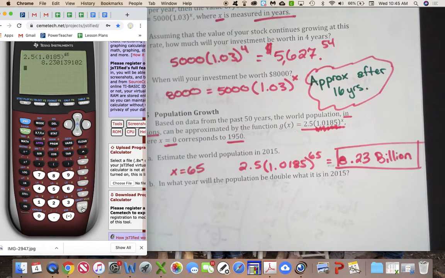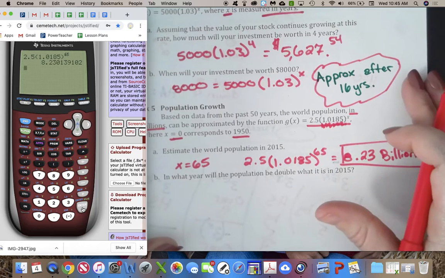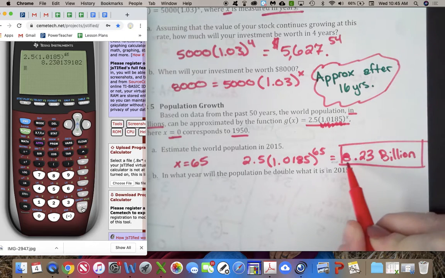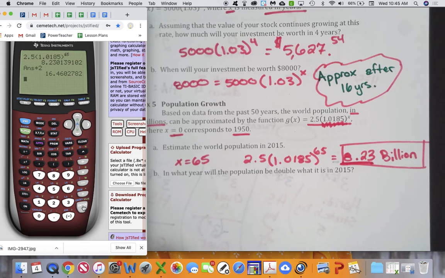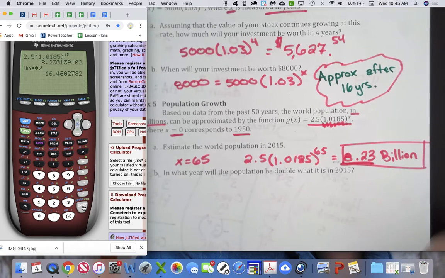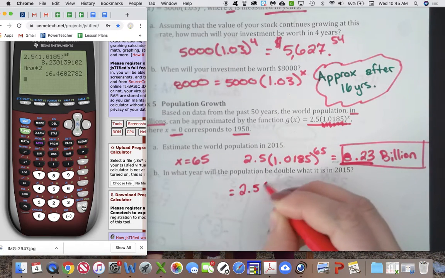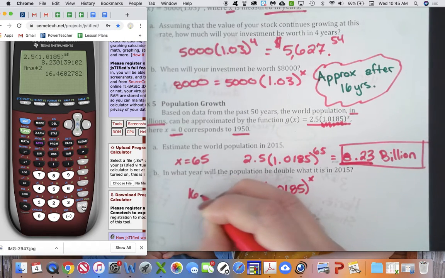Okay, so this is a little bit off. Now this is the important part, and I'm going to tell you how to do this without approximating. We're going to get an exact answer for this, okay? In what year will the population be double what it is in 2015? So if I take this number and double it, we need to figure out what that is. Taking this guy, doubling it, times 2: 16.46. I want to know when my beginning equation will be 16.46. I want to know when that will happen.